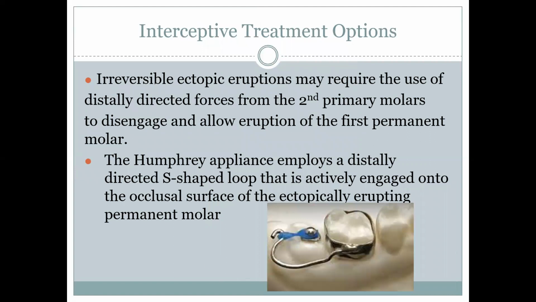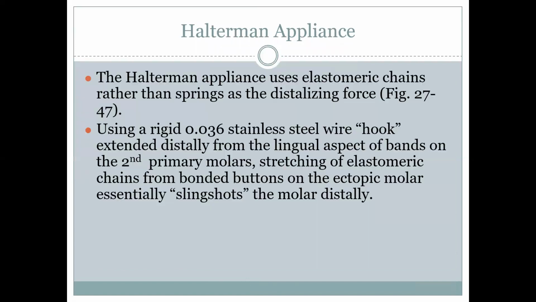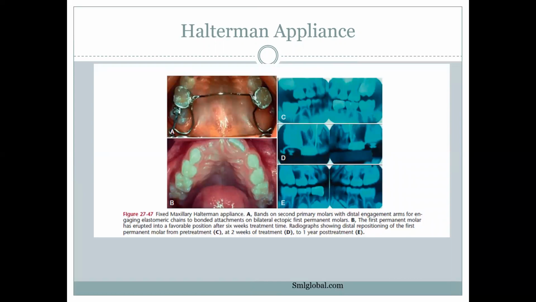You have appliances that can be used. A Humphrey appliance has a distal directed A-shaped loop that is actively engaged on the occlusal surface of the ectopically erupting permanent molar. Here you can see it in the mouth. The Halterman appliance is similar to the Humphrey appliance. It has a distalizing force, looks very similar to the Humphrey appliance. And again, it's in the mouth. You have that distal wire that is activated with a rubber elastic.